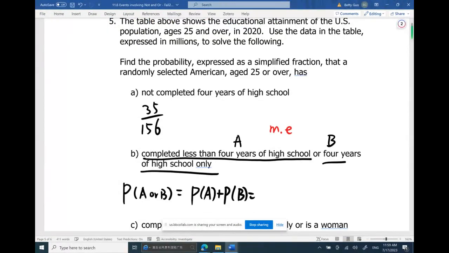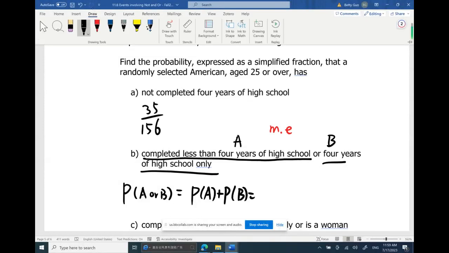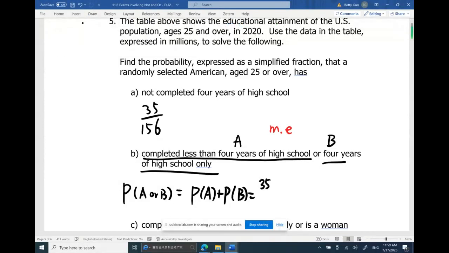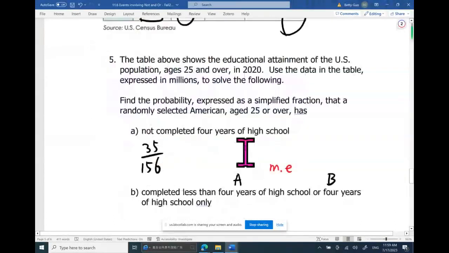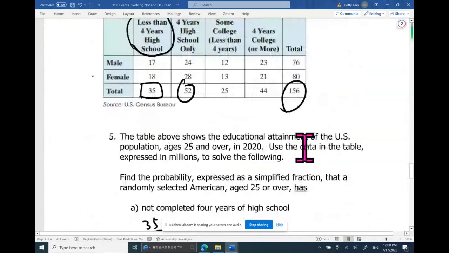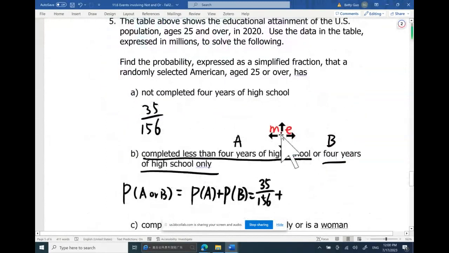And what is the probability of A? Completing less than 4 years of high school. Didn't we just get a value earlier? 35 over 156, right? And what's the probability of getting 4-year high school only? That's the second category. Let's go up to the picture. So 52 over 156.